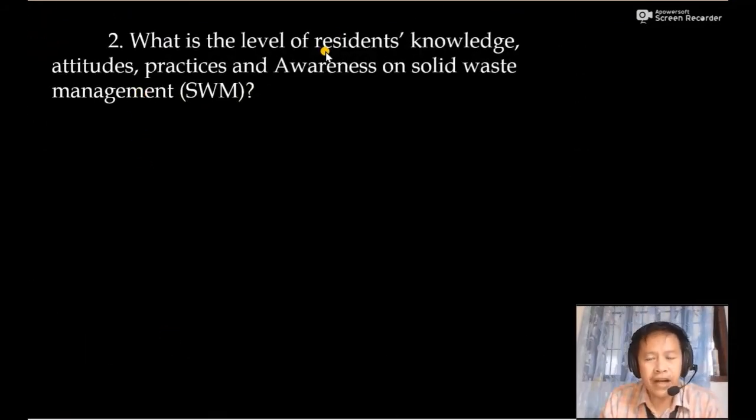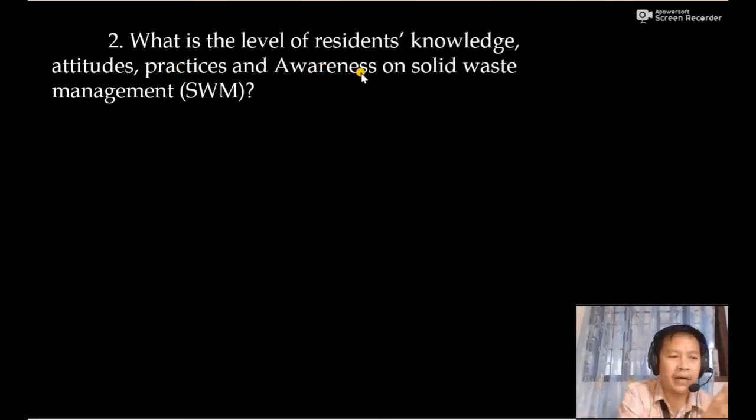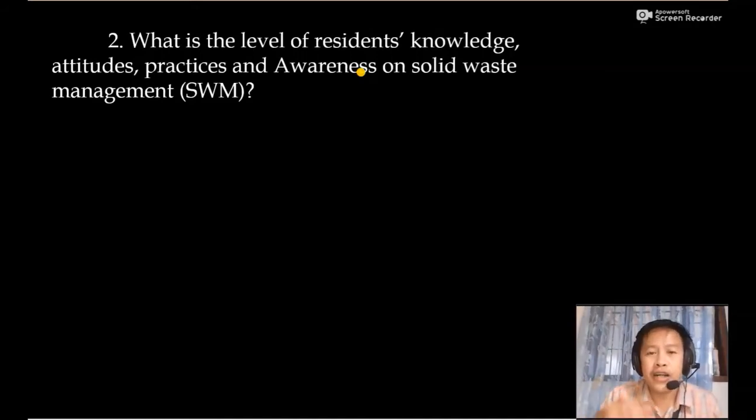Number 2. What is the level of residents' knowledge, attitudes, practices, and awareness on solid waste management? Although the indicators here, which are knowledge, attitudes, practices, and awareness, are not found in the indicators that you enumerated a while ago, that is normal, because this is the so-called additional flavor. You are going to determine the level of residents' knowledge, attitudes, practices, and awareness on solid waste management.